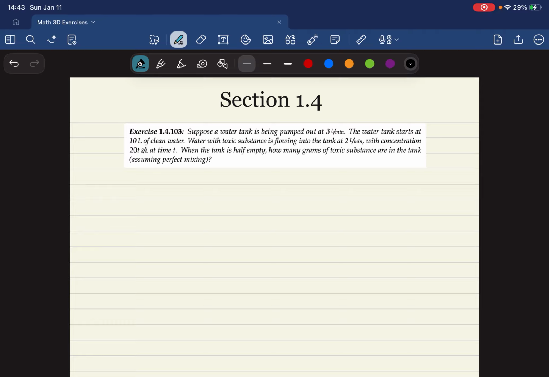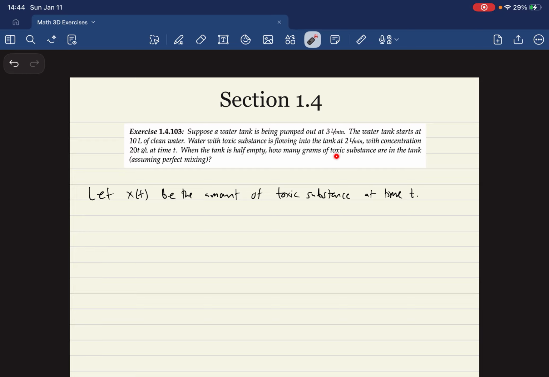Okay, so let's first set up our differential equation for the amount of toxic substance in the tank at time t. So first, I'm going to let x of t be the amount of toxic substance at time t. So my first goal is going to be to find an expression for x of t, so then I can move on to what the problem is actually asking: how many grams of toxic substance are in the tank when the tank is half empty?